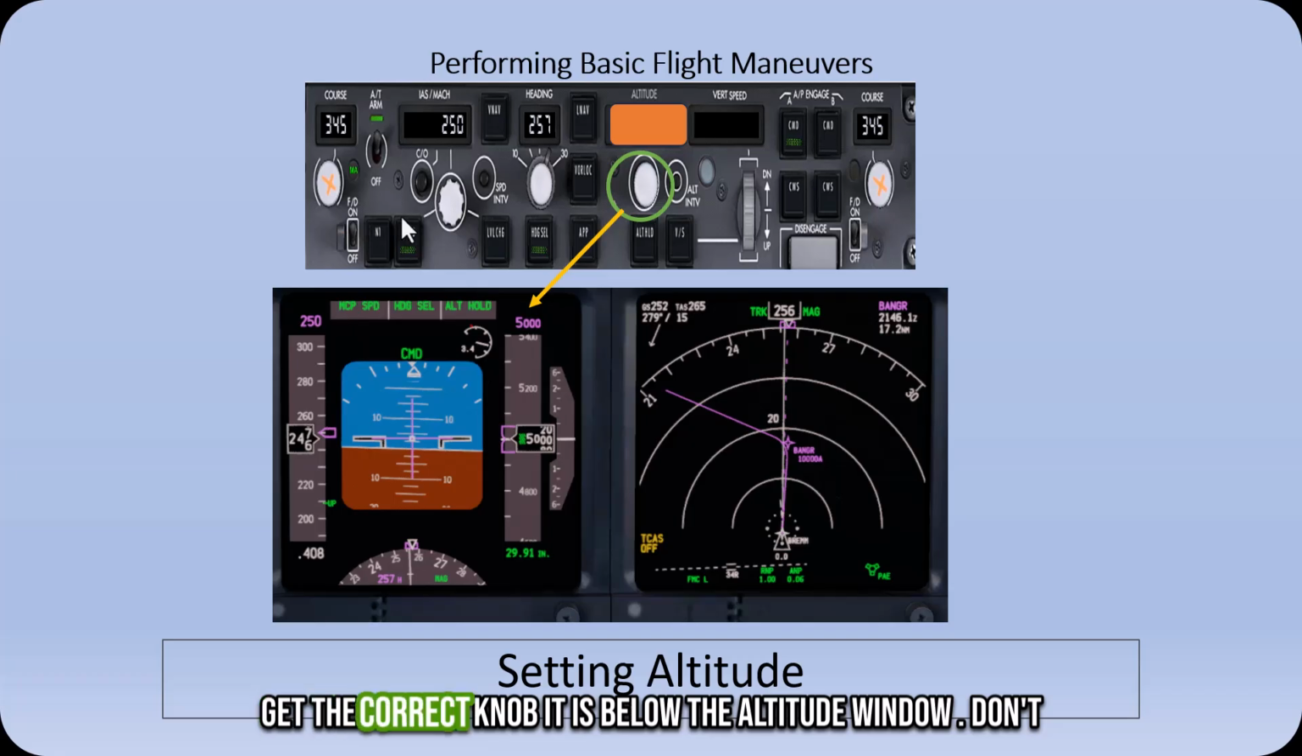Now when it comes to changing altitude, same technique. Make sure you get the correct knob that is below the altitude window. Don't look here to change the altitude, but change it here.